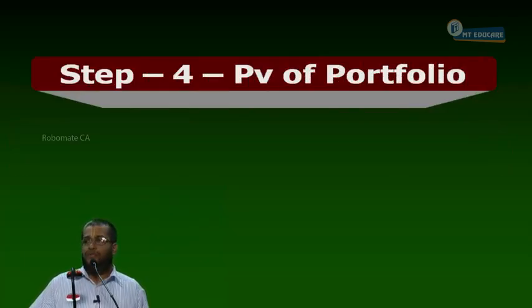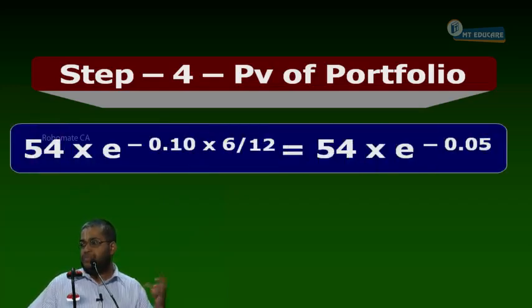Present value of portfolio. 54 into e power minus 0.10 into 6 by 12. Now T is 6 months, so 6 by 12 years. R is what? 10% given. Right or not? 54 into e power 6 by 12 into minus 0.10, which is equal to 54 into e power minus 0.05.